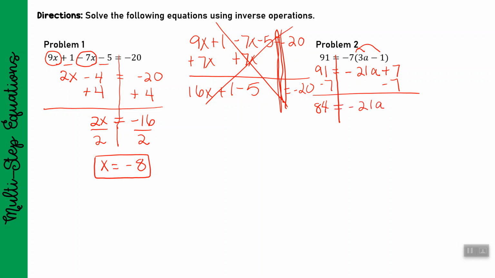Okay, remember, a coefficient and the variable are being multiplied together, so the inverse operation is to divide by negative 21. So divide it by negative 21. And so then I get that negative 4 equals a. Or if you like having the variable on the left-hand side, which I do, you could also write just a equals negative 4, just like that.